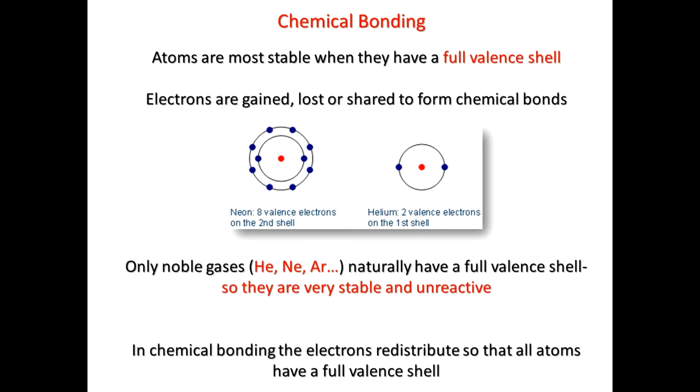Helium, likewise, is a very simple system, with just 2 valence electrons. It's not willing to lose either of those electrons. So these noble gases have full valence shells, and so they are unreactive and very stable. However, in chemical bonding, the electrons redistribute so that all atoms have a full valence shell. Other atoms do not have these full shells, therefore they are going to interact with different atoms to make a plethora of interesting materials.